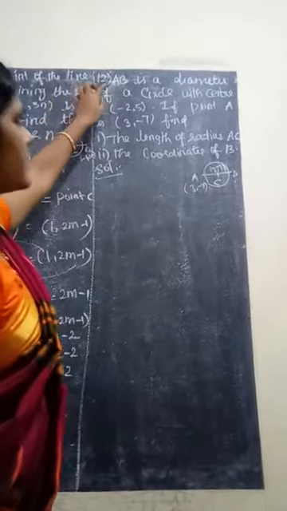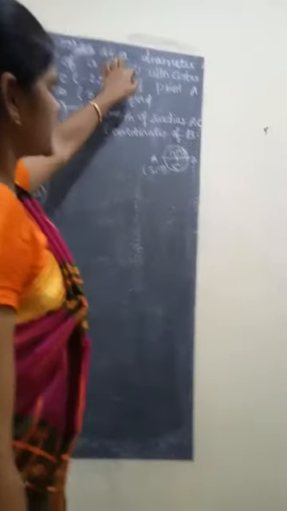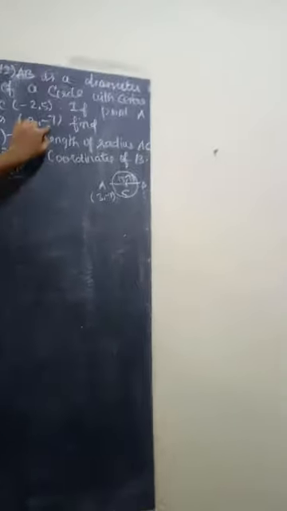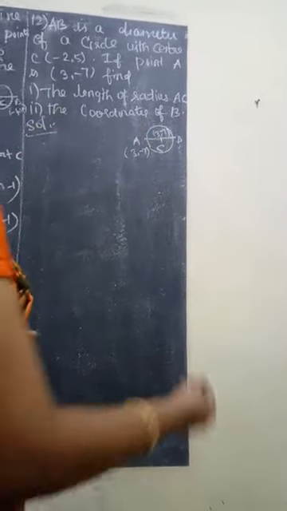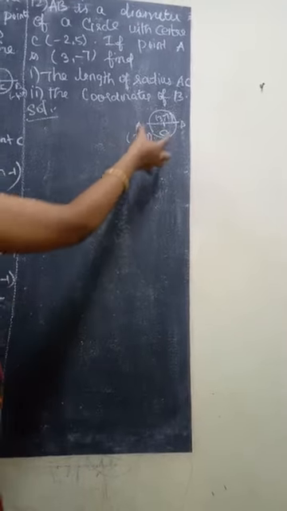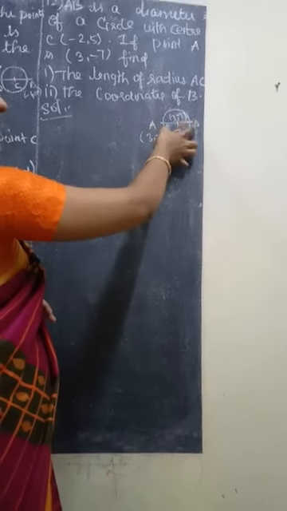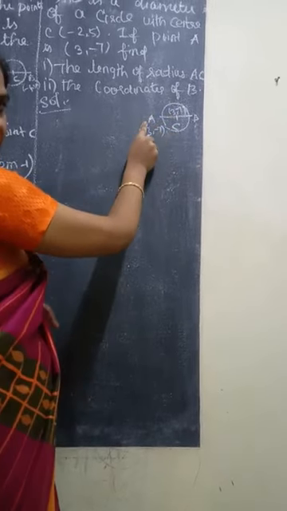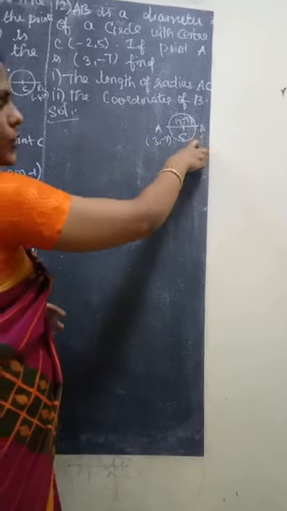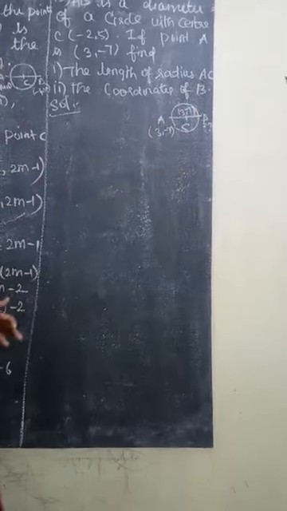Okay, next question. AB is the diameter of a circle with center C. If point A is (3, -7), find the length of the radius AC and the coordinates of B. Now listen, as usual, here AB is the diameter, C is the center of the circle. In this sum, we have the A value and C value, we don't have the B value. So we need to find the B coordinates.